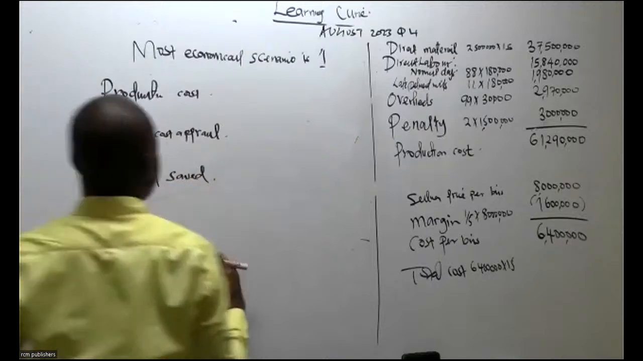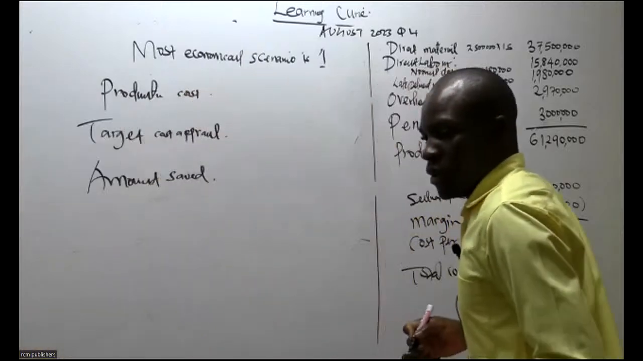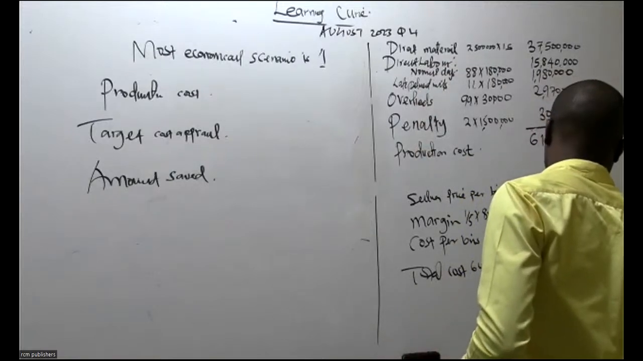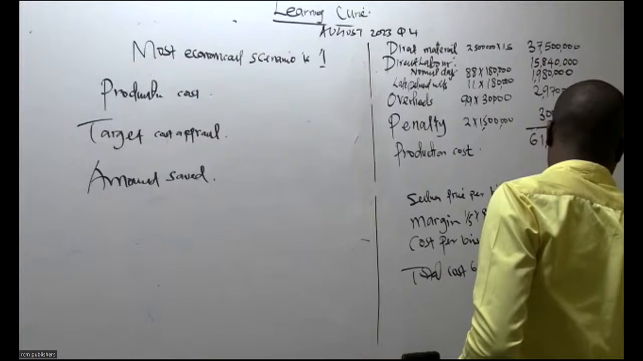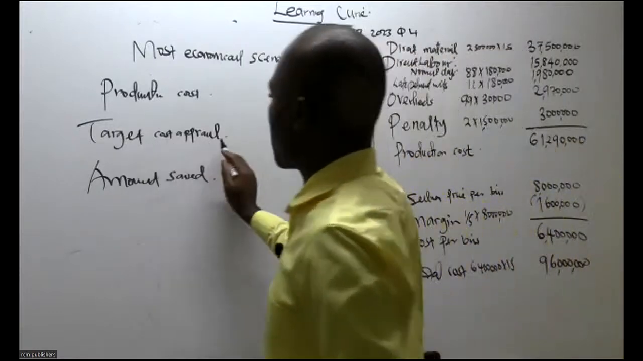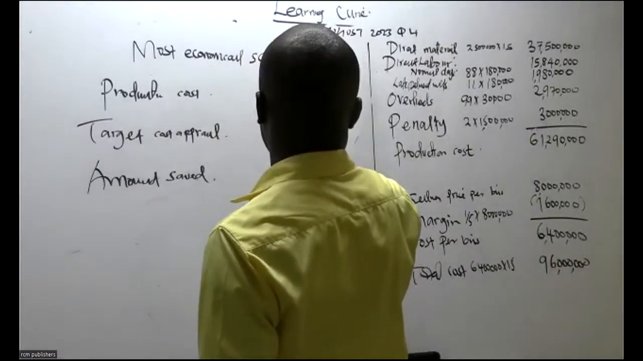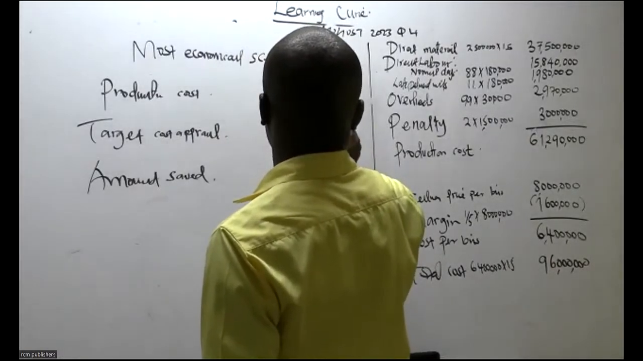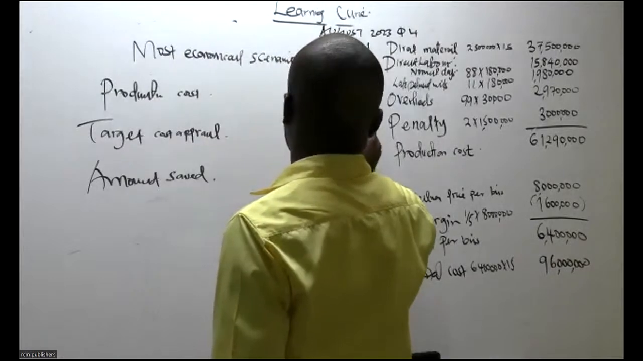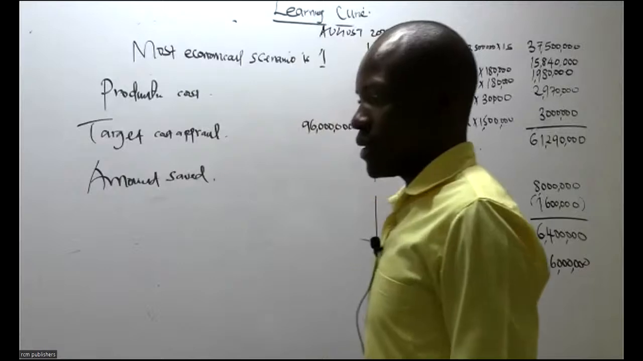6,400,000 by 15, 96 million. If you use the target cost approach, they would have incurred 96 million to provide the 15 buses.